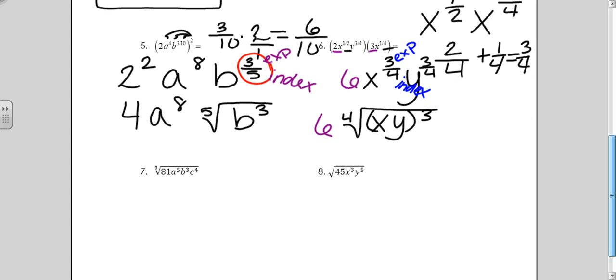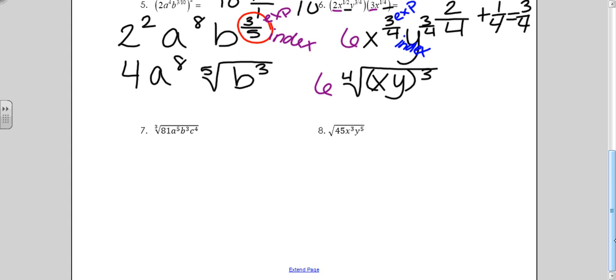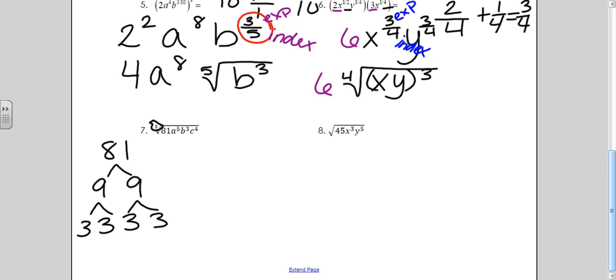And now we're going to look at simplifying radicals. So what we have to do is we're trying to find groups of 3 since our index is 3. We have to take our number, which is 81, and find all the factors of it. And I know that 9 times 9 gives me 81, so I'm going to reduce it down until I have all prime numbers. And 3 times 3 gives you 9.